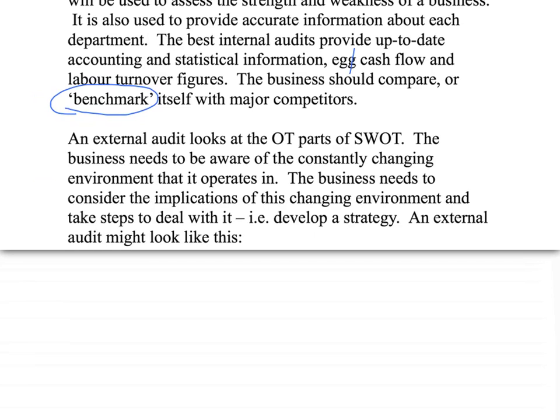So the business needs to consider the implications of this changing environment and take steps to deal with it, to develop a strategy, and that's how we're linking back. So yes, we're looking at our strengths and weaknesses, our opportunities and threats, but the whole point behind that is because we want to develop a strategy in order to be successful.